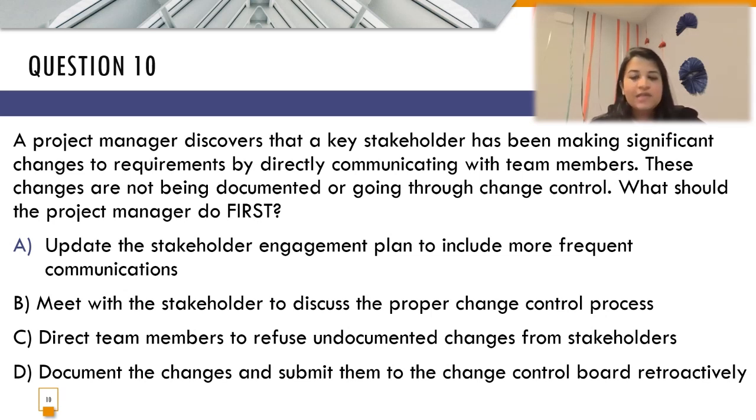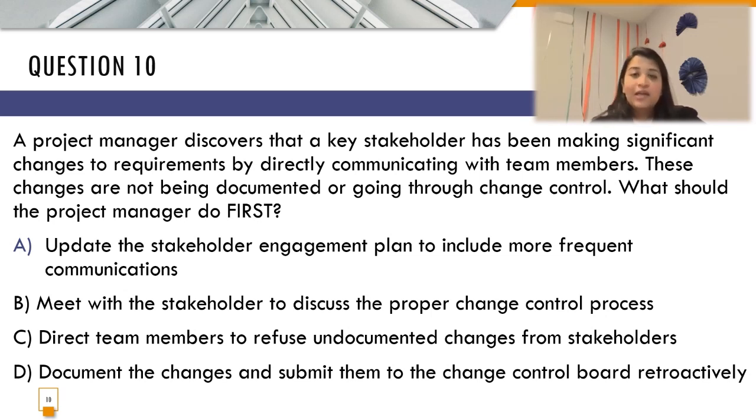Options are: A, update the stakeholder engagement plan to include more frequent communications. Option B, meet with the stakeholder to discuss the proper change control process. Option C, direct the team members to refuse undocumented changes from the stakeholders. And option D is to document the changes and submit them to the change control board retroactively.